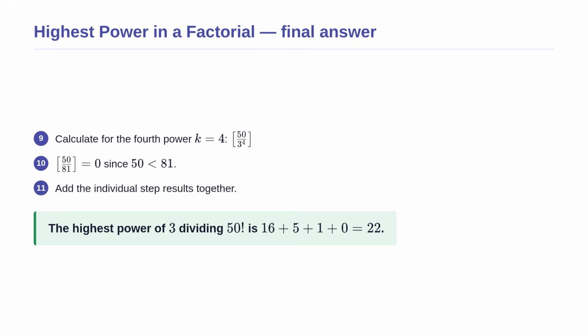Finally, we add our individual step results together. 16 plus 5 plus 1 plus 0. This gives us a total of 22. Physically, this final answer means that 3 to the power of 22 perfectly divides 50 factorial, but 3 to the power of 23 would leave a remainder. We have successfully broken down a massive factorial.